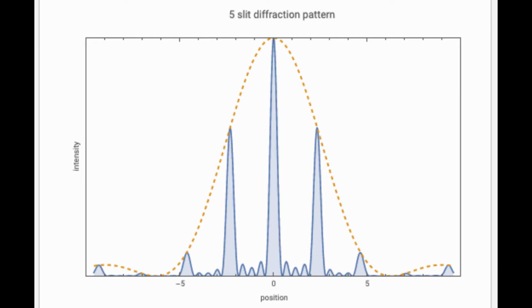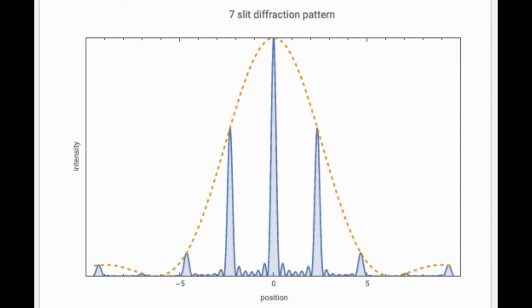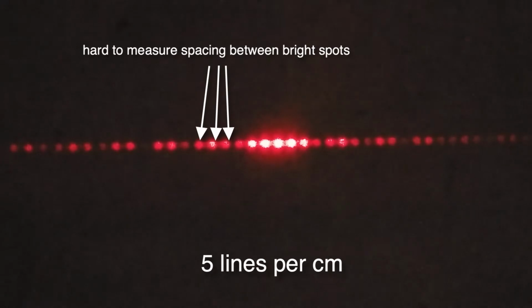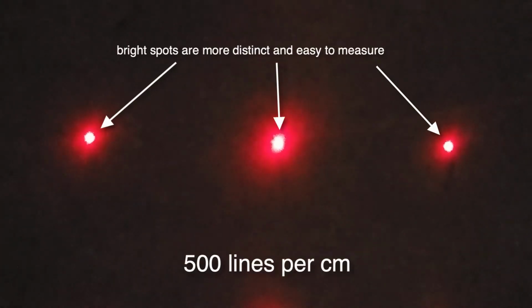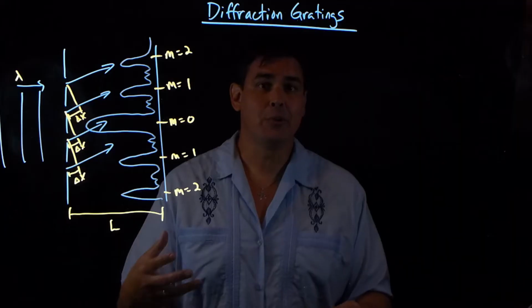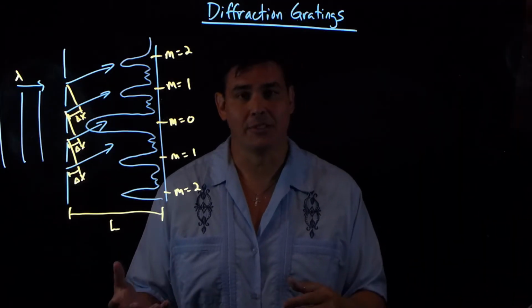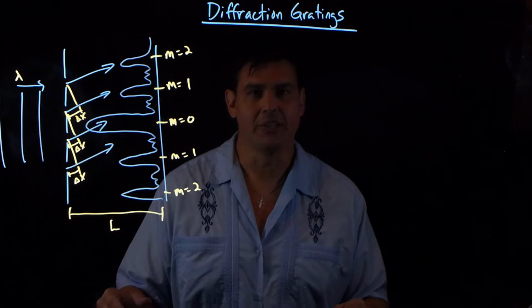Each time I add a slit, the big bright spots get more focused. So the more slits I have, the more precise I can measure the spacing. Look at the difference here between 5 slits and 500 slits. More slits makes my lines sharper and easier to measure. This is why we use diffraction gratings instead of double slits when we do spectroscopy, which is something we're going to get into later on.